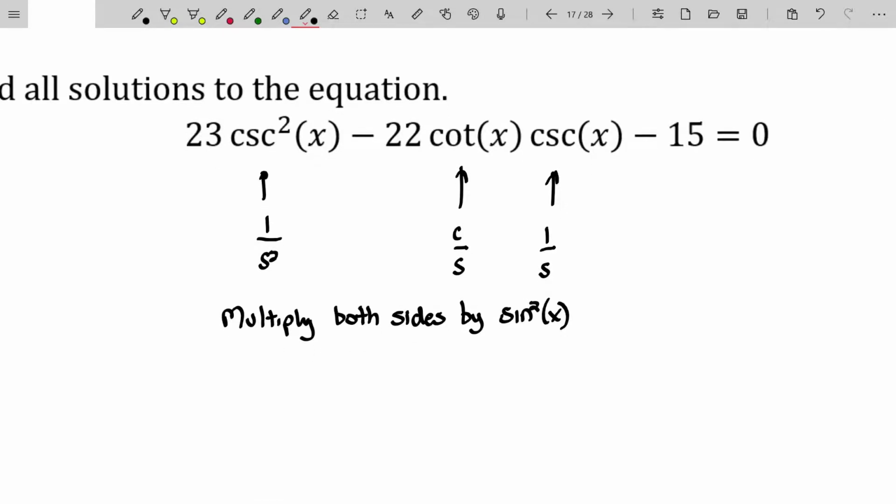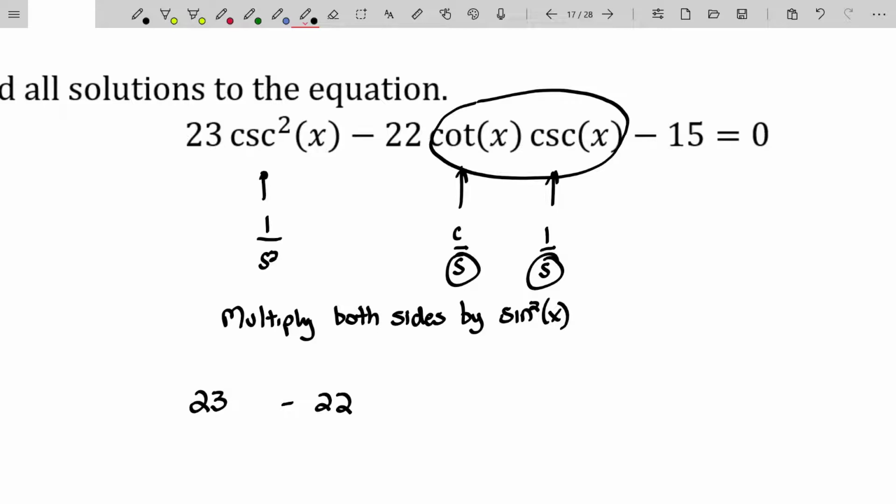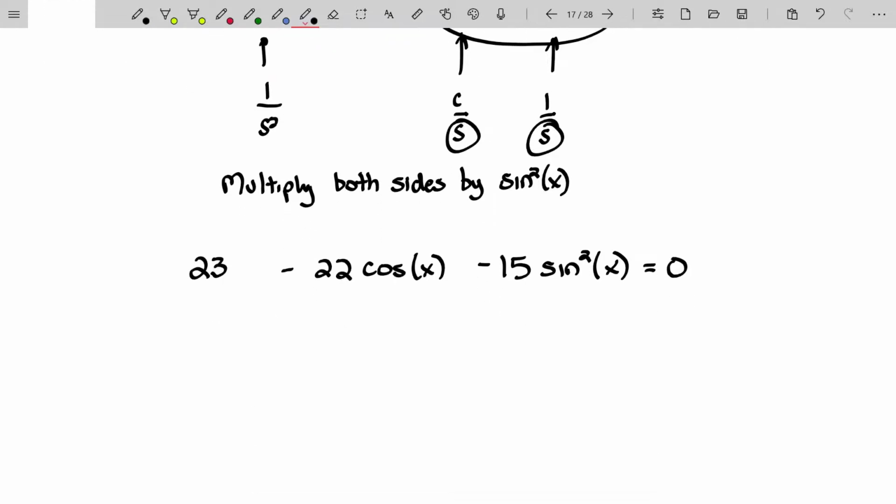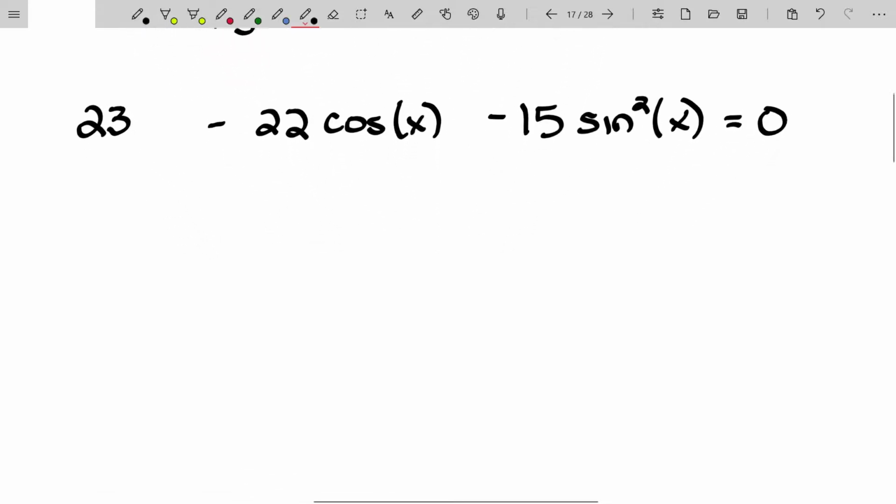23 cosecant squared times a sine squared just becomes a 23 minus 22 times. Multiplying this stuff by a sine squared, remember there's a sine here and a sine here, they'll cancel. You're just left with a cosine. Minus 15 times sine squared is equal to 0. And you take a look at that and you're like, oh, it looks a little better, I guess, but we still have two different trig functions.